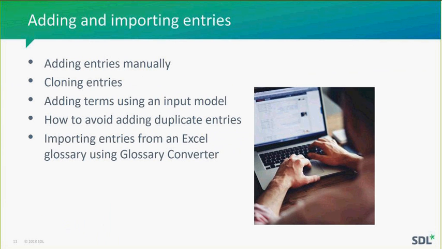So I have already shown you a little bit of what's on this slide. Basically, I have shown you how to add entries manually and clone entries. Now what I want to show you next is adding a term through an input model, and then I'll show you the automatic duplicate recognition when you attempt to add a duplicate in MultiTerm, and then I'll show you how to easily convert a glossary, an Excel glossary, using Glossary Converter into MultiTerm. So these are the next few steps in our live demo.